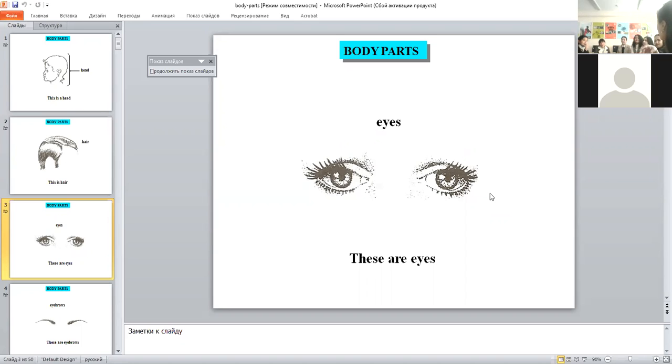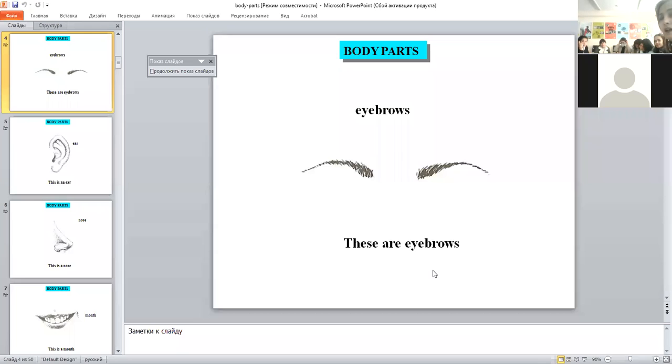Eyes. Eyes. Eyes. And pay attention. These are eyes. And the next one, what can you see? Eyebrows. Yeah, eyebrows. So this is an eyebrow. These are eyebrows. Okay, good.